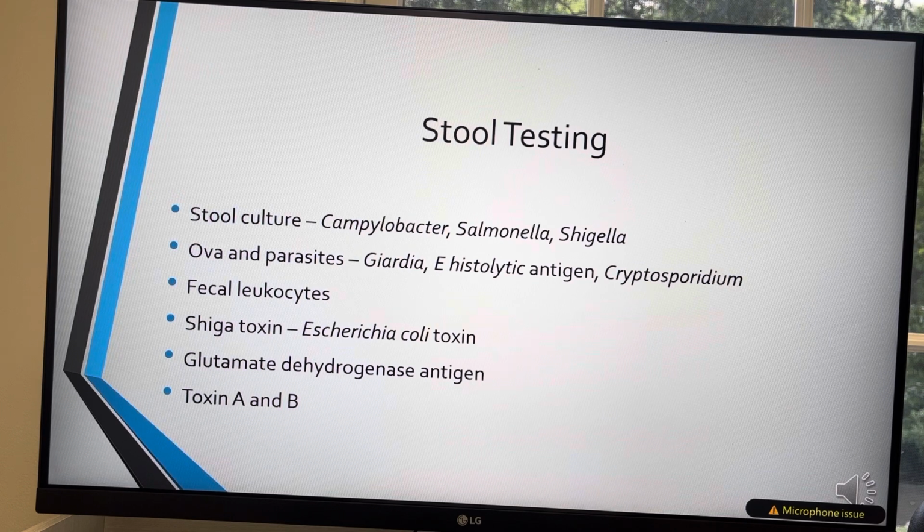These are some options of stool tests you can do. Stool culture, assess for bacterial etiologies. Ovum parasites, that'll look for parasitic infections. It will also check for roundworms, hookworms, tapeworms, flatworms.